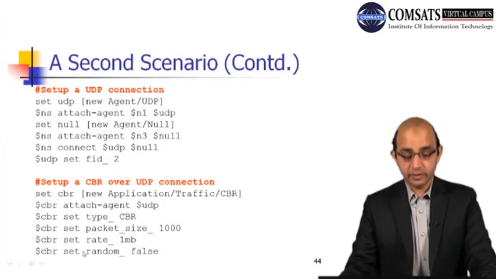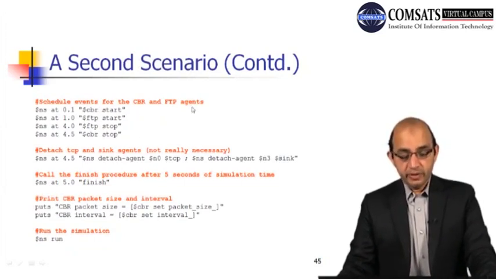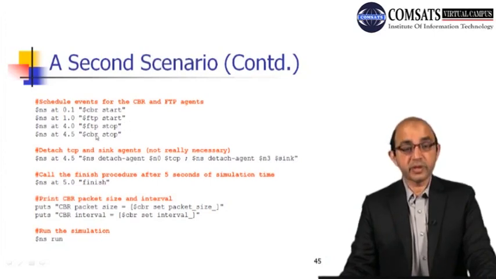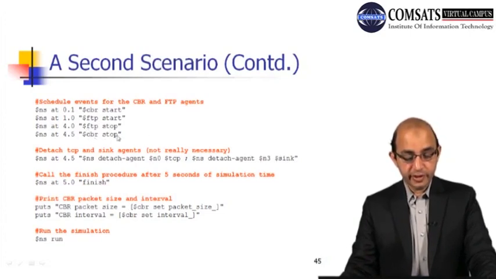Packet size, so when we are establishing the traffic type, we have to establish the packet size and then the packet rate, right? Schedule events for CBR and FTP, right? So CBR start, FTP start, and FTP stop, and CBR stop. So you can see that we have started the traffic type first, then the FTP, that is an application type, and then stopping the FTP first, and then CBR lastly, right?